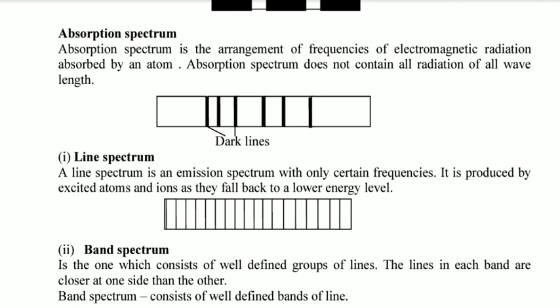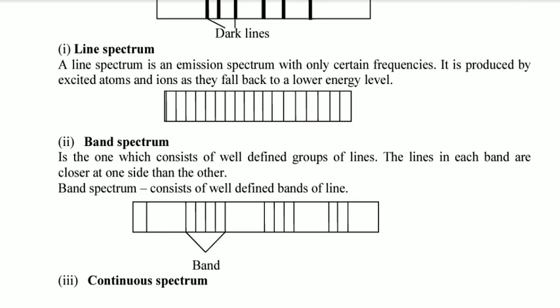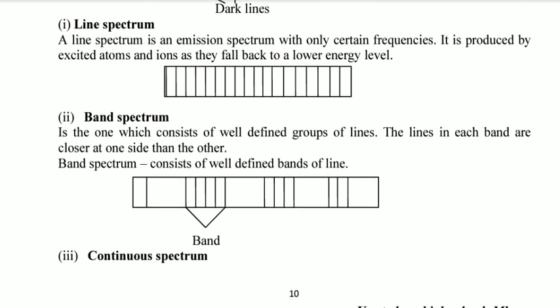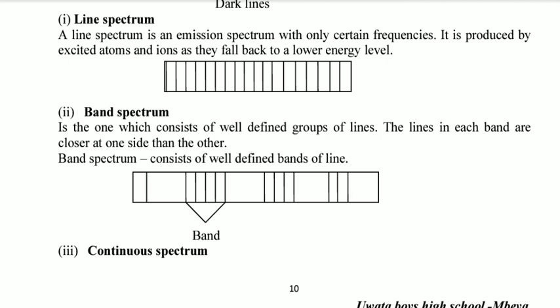Now, both of these categories are divided further into three categories: line spectrum, band spectrum, and continuous spectrum. Line spectrum is the emission spectrum with only certain frequencies. It is produced by excited electrons and ions as they fall back to a lower energy level. So, in line spectrum, the spectrum forms distinct lines.